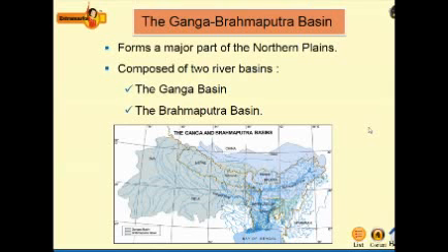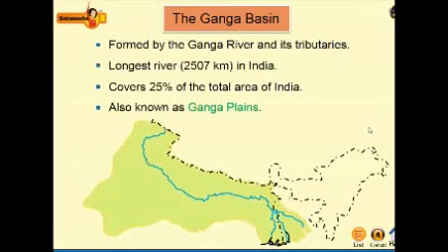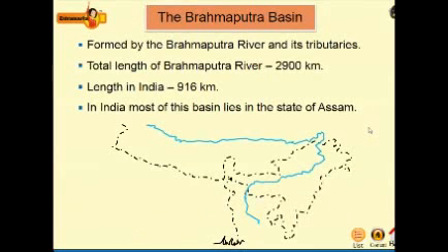The Ganga-Brahmaputra Basin forms a major part of the northern plains. It is composed of two river basins, that is the Ganga Basin and the Brahmaputra Basin. The Ganga Basin is formed by the Ganga River and its tributaries, the longest river, which measures 2,507 kilometers in India. It covers 25% of the total area of India, and it is also known as the Ganga Plains.